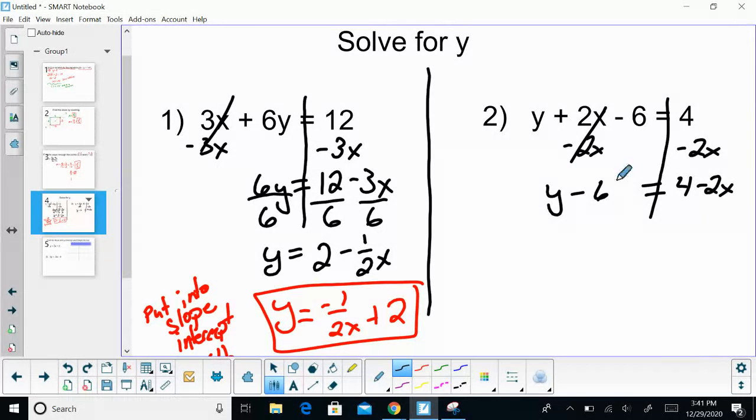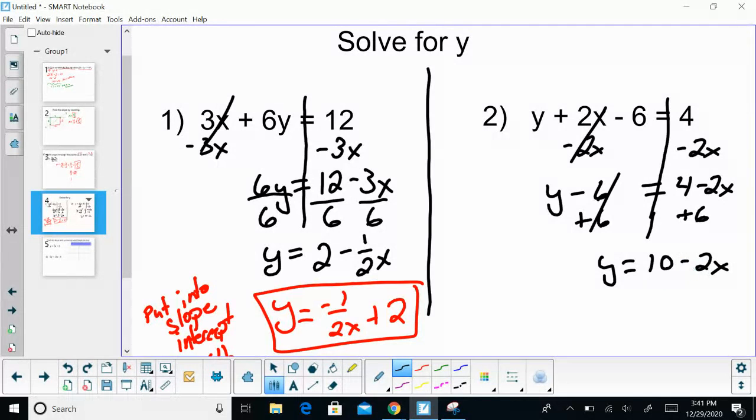Now what is over here with the y I got to get rid of? The negative 6. So to cancel that negative 6 out, we're going to add 6. So those would cancel, and I've got y equals. Where does the 6 go to? Is it going with the 4 or the 2x? It's going to go with the 4 because they're like terms. So 6 plus 4 would be 10.